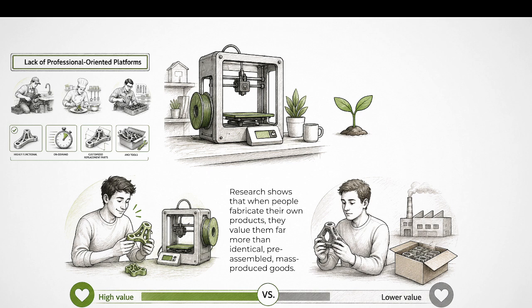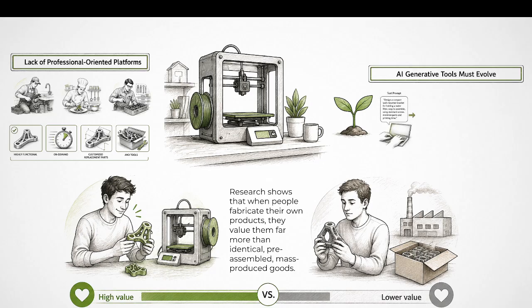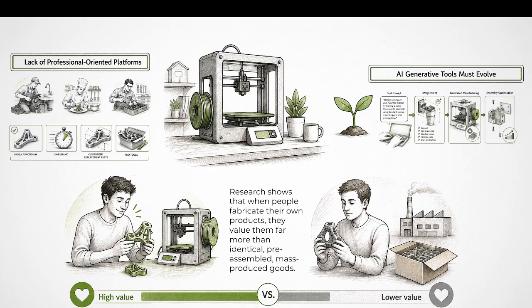Second, AI generative tools must evolve. Currently, AI is great at generating beautiful organic shapes, but it lacks the engineering intelligence needed to design functional assemblies that respect mechanical tolerances and DFA rules. The next major breakthrough will happen when we can write text prompts that combine design intent with automated manufacturing and assembly optimization.